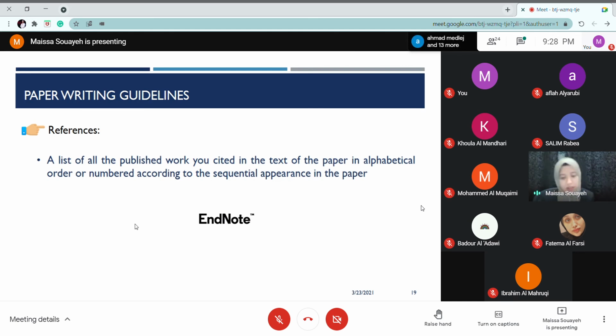Is the year at the end? Is the year in the middle? Is the journal title at the beginning? Because if you change to another journal, it's completely different. So I really advise that you use EndNote.